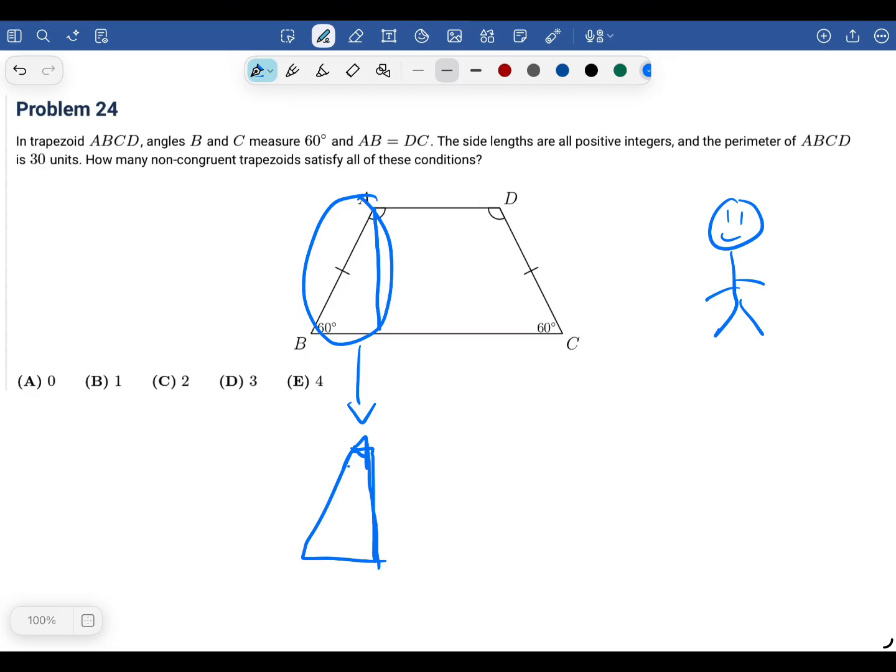So we know that this angle is a 90-degree angle, and this angle would be a 60-degree angle. So what would this angle be? It would be a 30-degree angle, because 60 plus 90 plus 30 is 180, and triangle angles always add up to 180. Everyone knows that, right? Okay, whatever. So now, because of that, this is a 30-60-90 triangle.